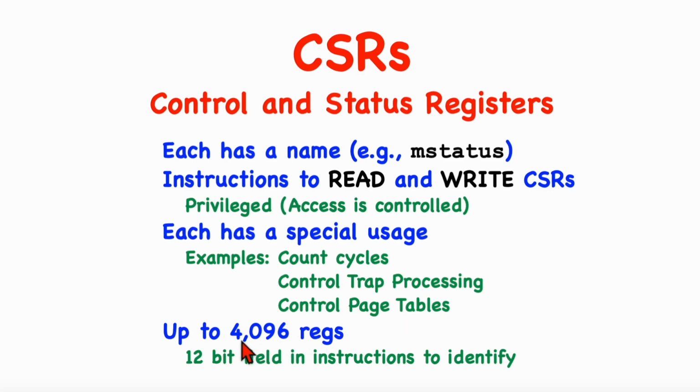RISC-V can accommodate up to 4096 different CSRs, so we use a 12-bit integer to number and to identify which register we're talking about. For example, the instructions to read and to update the CSRs each contain a 12-bit immediate field, and that field would identify and contain the number of the register that we want to operate on.